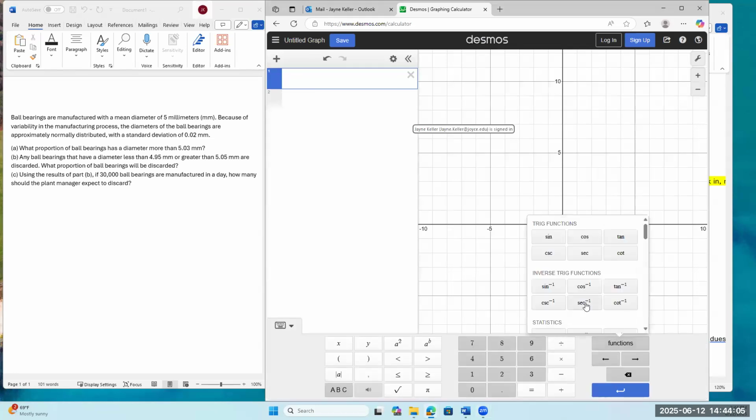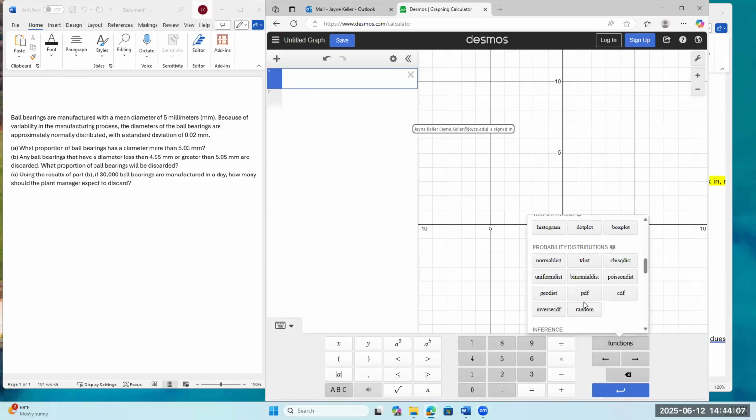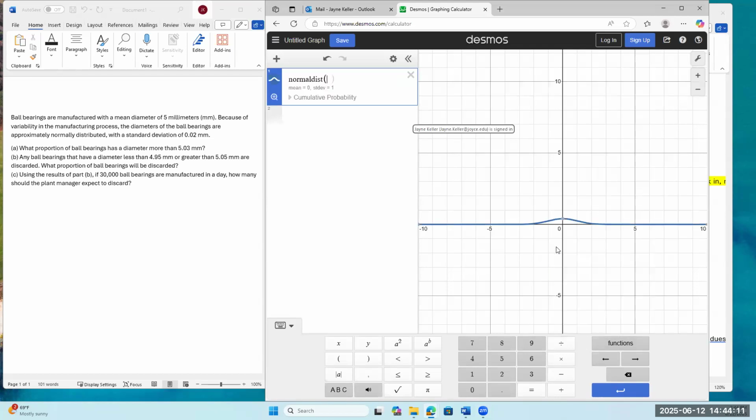Click over here to Functions, and then we're going to scroll down to Probability Distributions, and then we're going to select the normal distribution. When I'm answering questions about the standard normal distribution, the mean is 0 and the standard deviation is 1. So I can just type in normal distribution and then click on cumulative probability. And now I can compute areas or bounds.